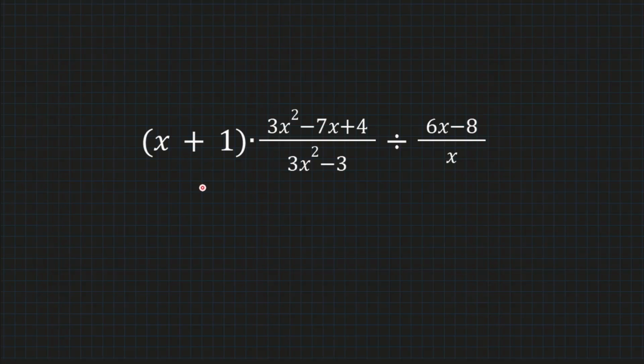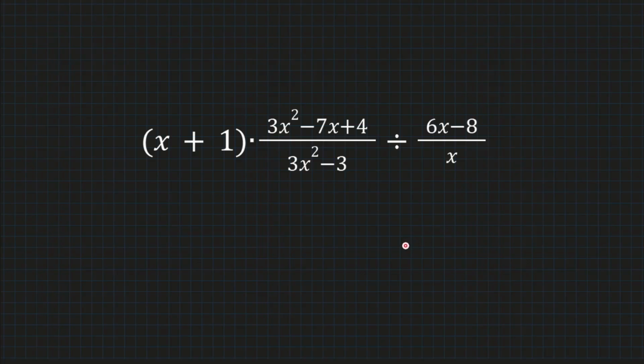Without further ado, let's jump into this problem. We have x plus 1 times 3x squared minus 7x plus 4, divided by 3x squared minus 3, divided by 6x minus 8 over x. There's going to be a couple of steps to this problem.